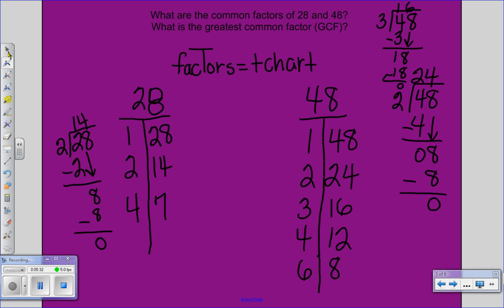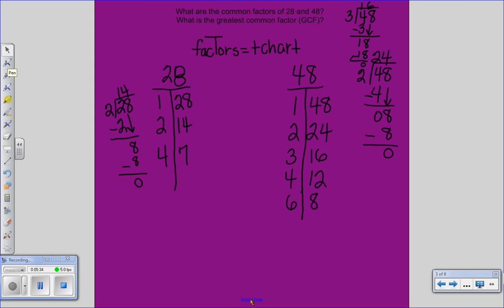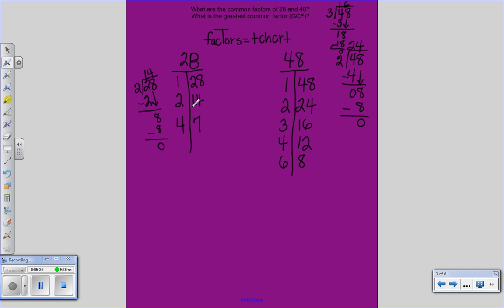You are done. So after you are done with your T-charts, you are going to list your factors horizontally by doing a U-turn. So here we go, 28 factors. You're going to start with 1, work your way down, and then come back up the left side. 1, 2, 4, 7, 14, and 28. Then I'm going to come down right below it and put my factors for 48.